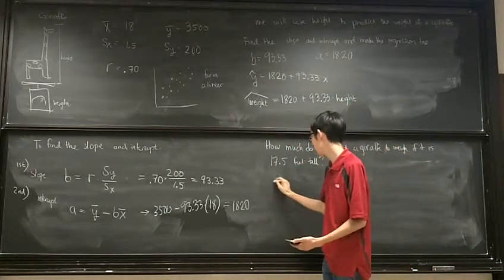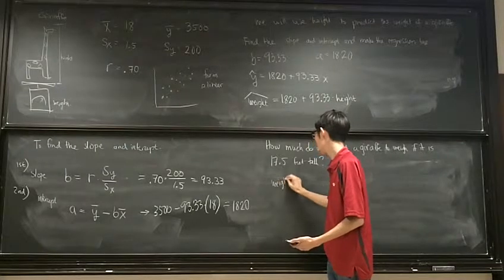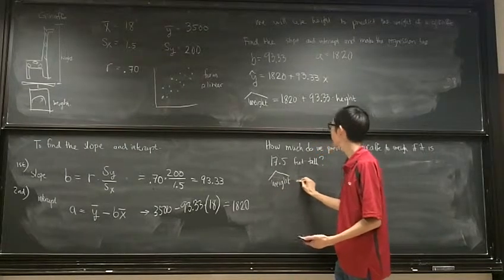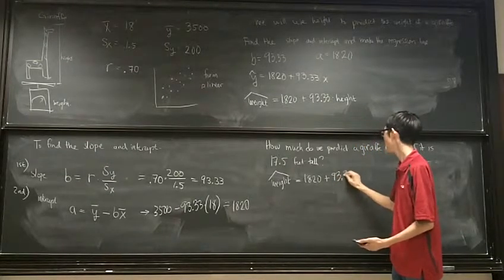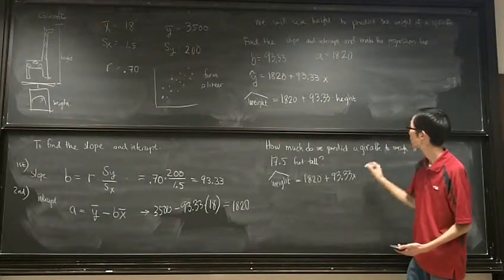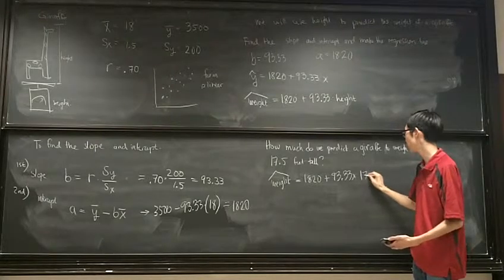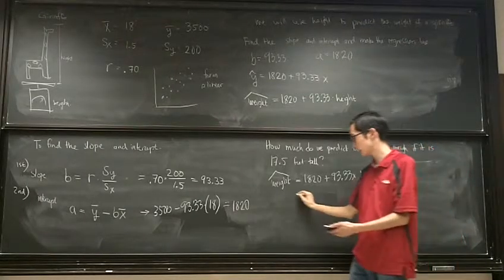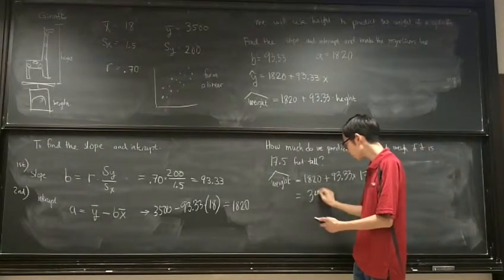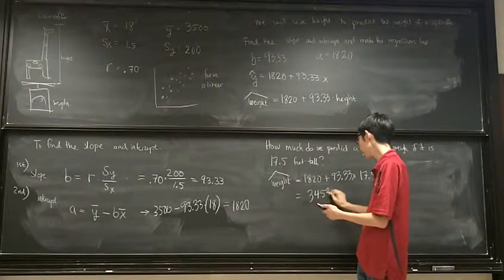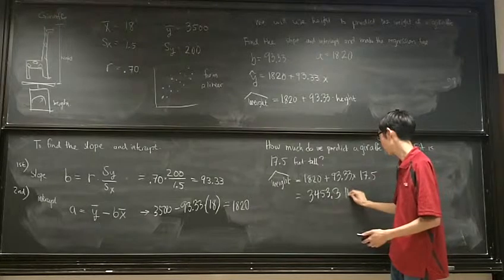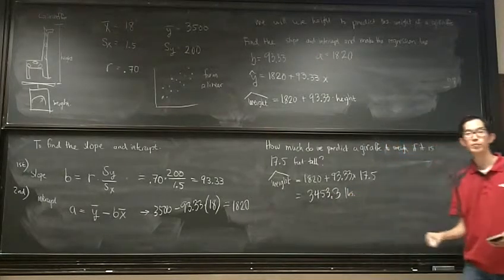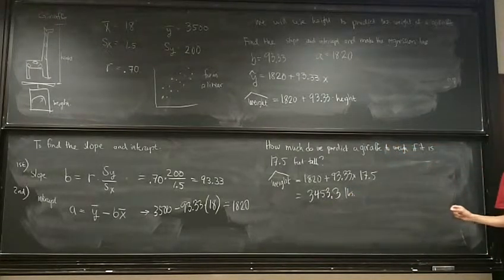So I'm getting the predicted weight is equal to 1820 plus 93.33 times the height, which was 17.5. And when I do that, I get 3,453.3 pounds. Okay? Is that good? All right.